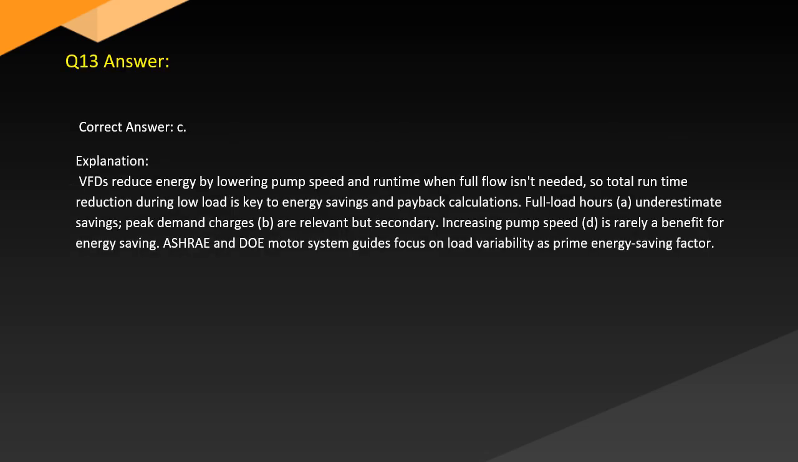Answer. Correct answer C. Explanation. VFDs reduce energy by lowering pump speed and runtime when full flow isn't needed, so total runtime reduction during low load is key to energy savings and payback calculations. Full load hours, A, underestimate savings. Peak demand charges, B, are relevant but secondary. Increasing pump speed, D, is rarely a benefit for energy saving. ASHRAE and DOE motor system guides focus on load variability as the prime energy saving factor.